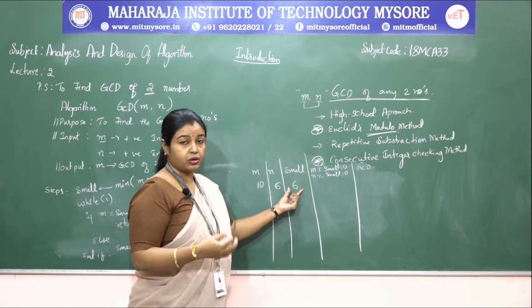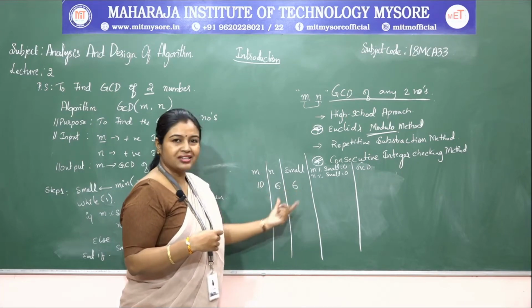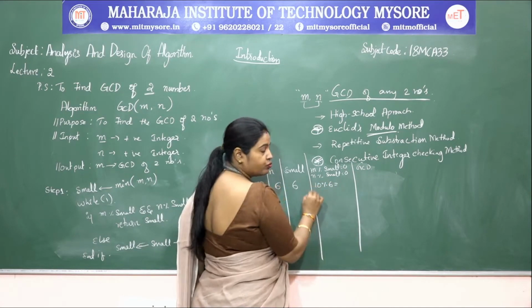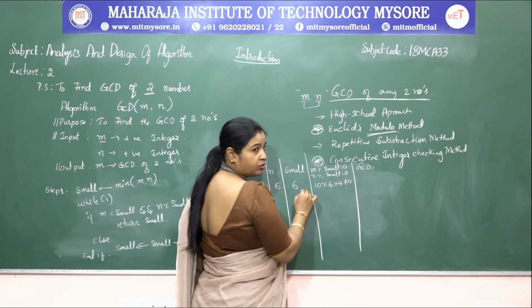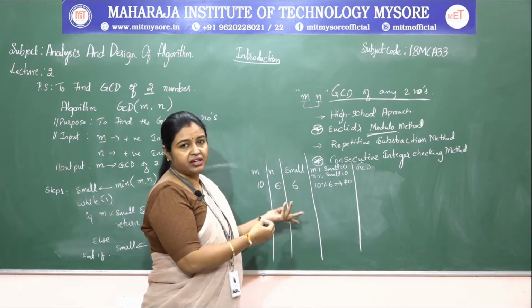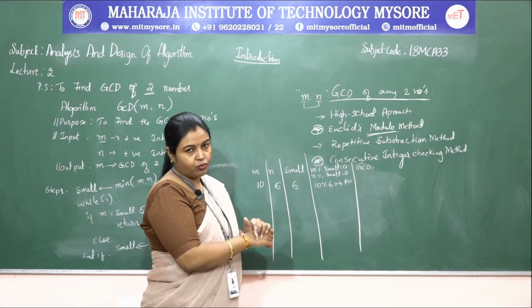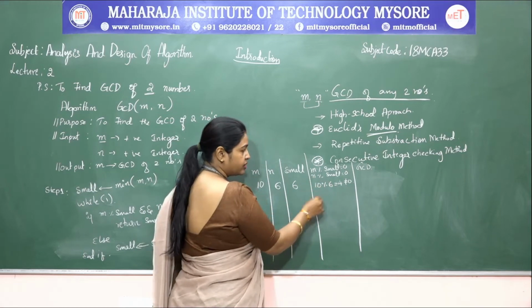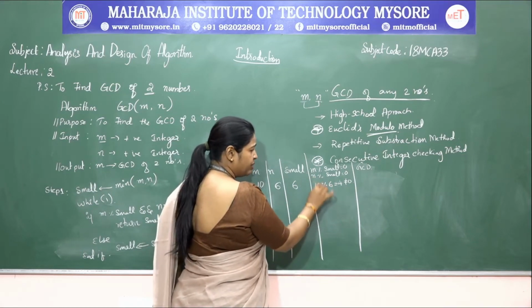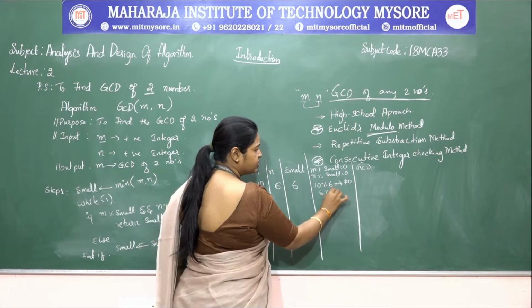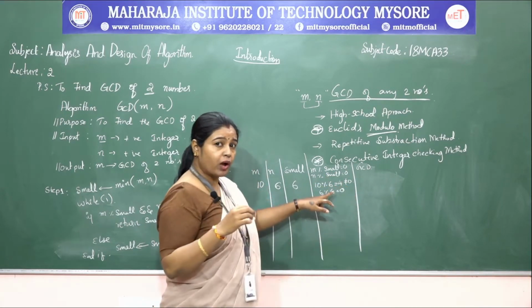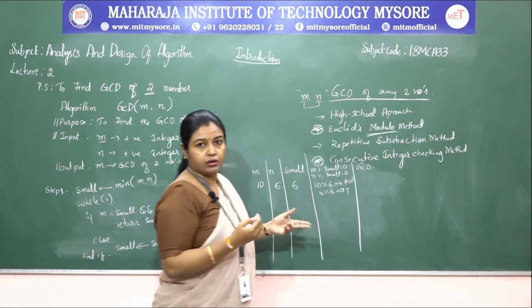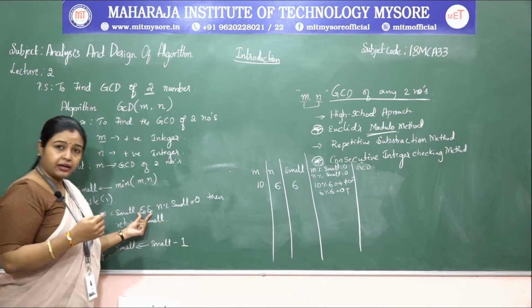10 mod the second number, not the second number, the common number. 10 mod 6 is 4, which is not equal to 0. If any one of the statements is false, definitely the entire if statement will be false only. So I am not going to check the second one. But for the sake of tracing, let me write that one also. n mod small, that is 6 mod 6, is equal to 0. Of course, the second one is correct, true. This condition is true, but the first condition is false.